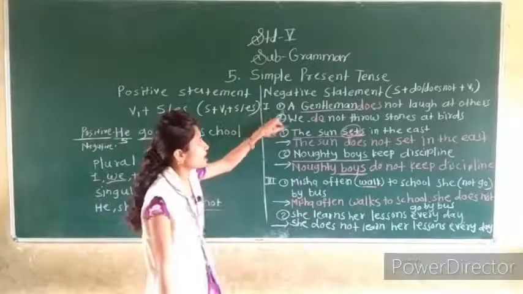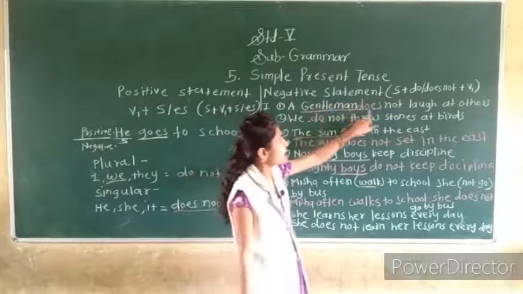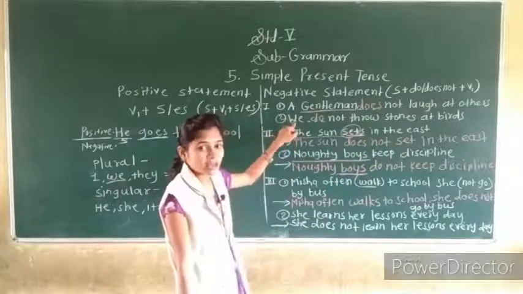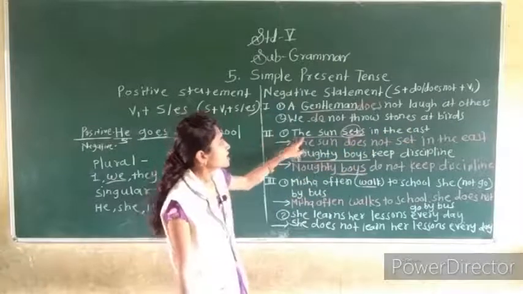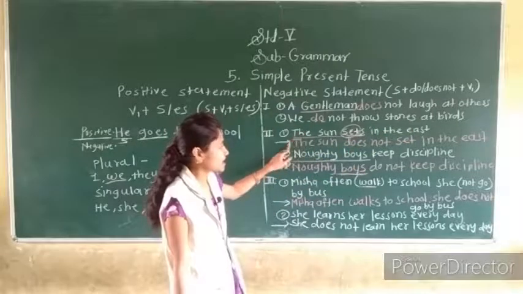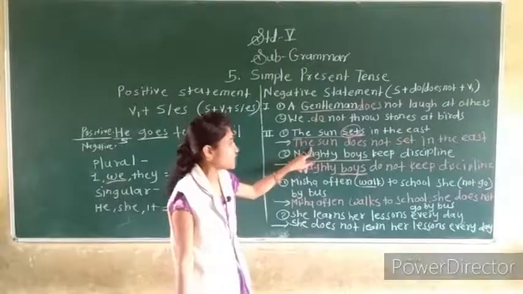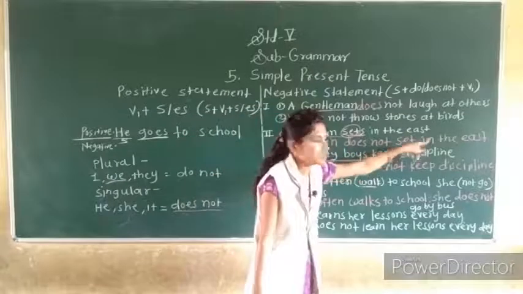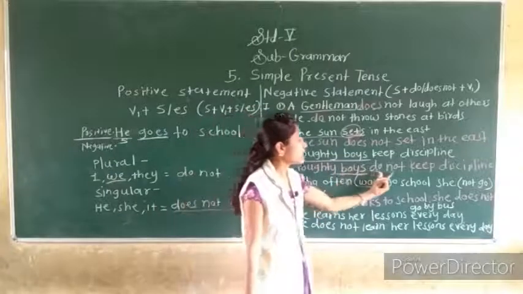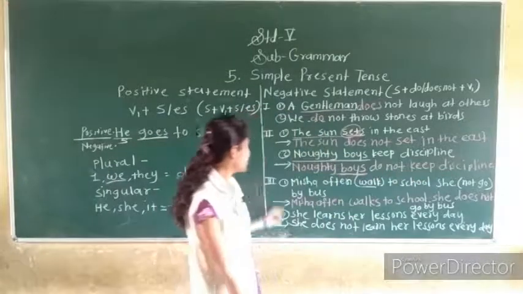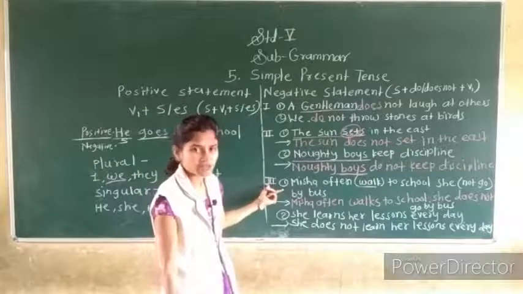So first question, see, a gentleman does not laugh at others. Gentleman is singular, so I use does not here. Here we is plural, so I use do not throw stones at birds. Next, the positive statement is given, you make the negative. The sun sets in the east. The sun is the subject. The sun is singular, so we use does not set in the east. Next, naughty boys. Naughty boys are plural, so I use do not keep discipline.